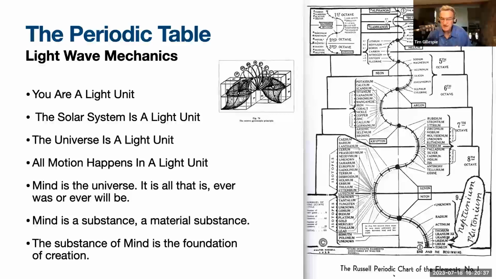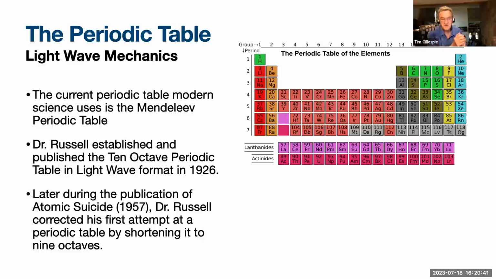But before we do that, let's have a little bit of history. The first periodic table that we're going to talk about was developed by a gentleman called Mendeleev, Dmitri Mendeleev. And I can't remember the year. I think it was 1857, but don't quote me on that one.